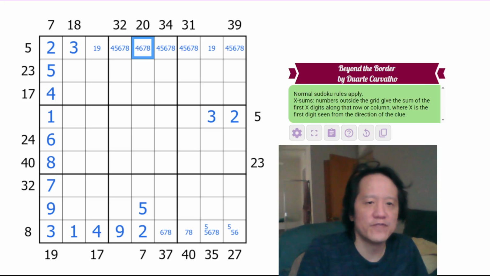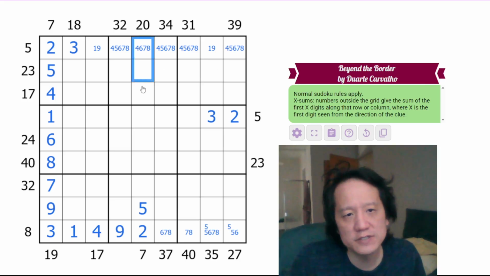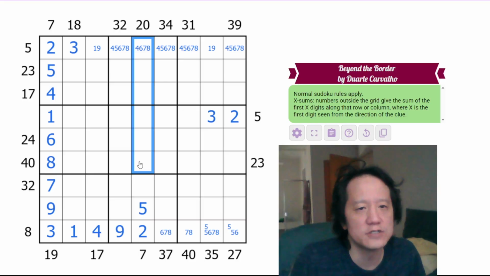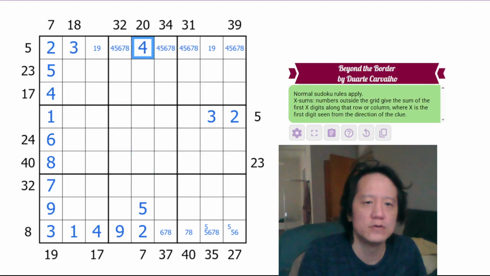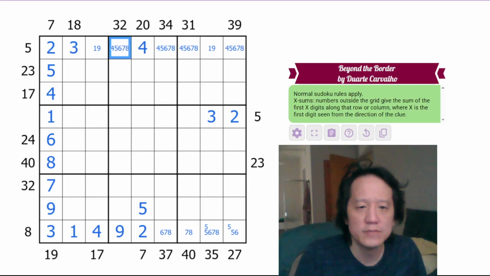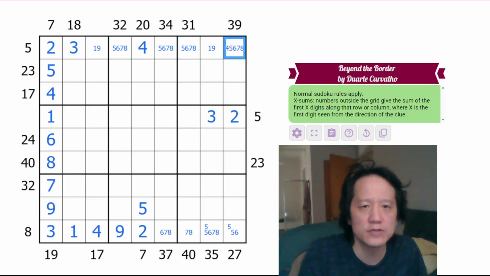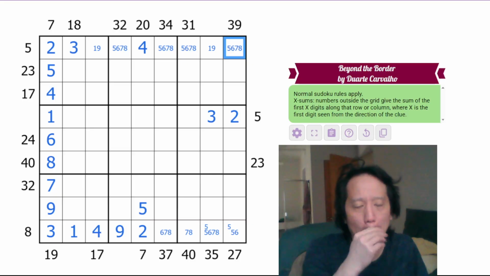This cannot be 5. You cannot have 6 unique digits ever add up to 20 in normal Sudoku, because the minimum is 21. So this has to be a 4. So this is 4. This can't be 4. This can't be 4.